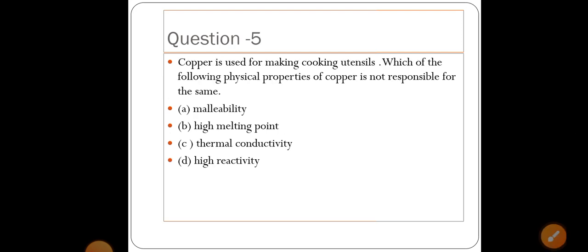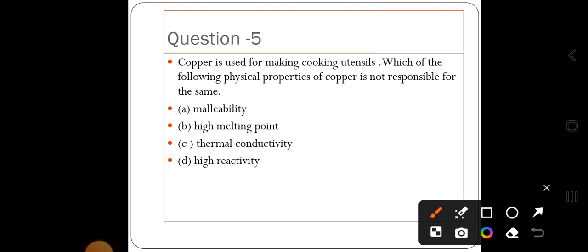Copper is used for making cooking utensils. Which of the following physical properties of copper is not responsible for the same? We all know copper is used at home for cooking purposes. The question is which of the following is not responsible, something which is not related to copper being used for cooking. So let's go with the options. First one is malleability. Definitely copper is malleable. That's why it is made into different shapes, that is utensils.